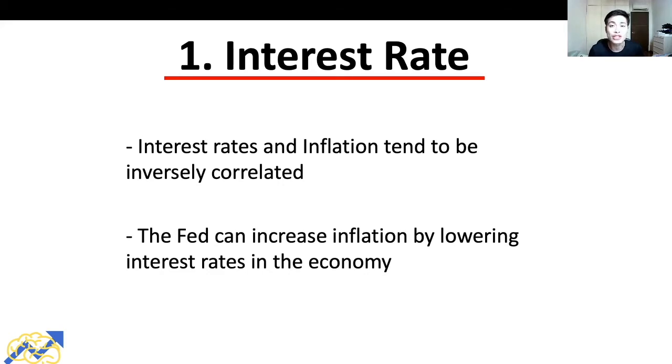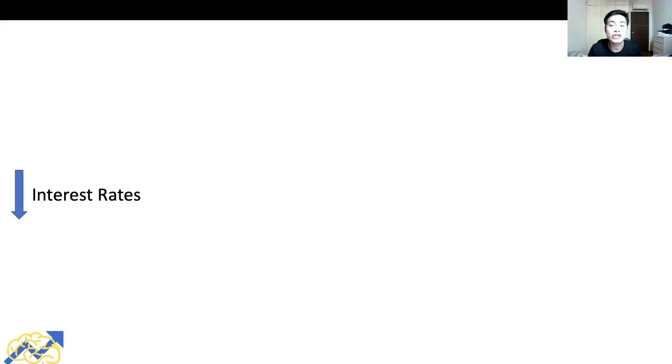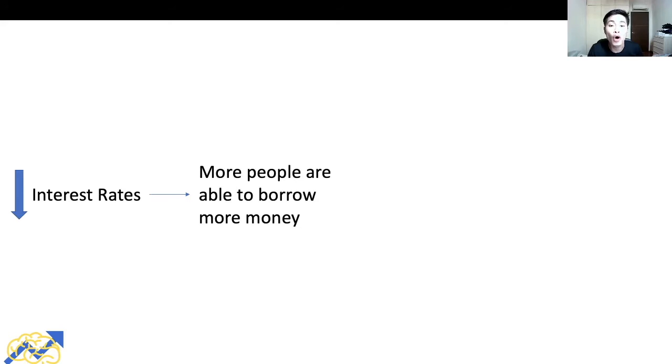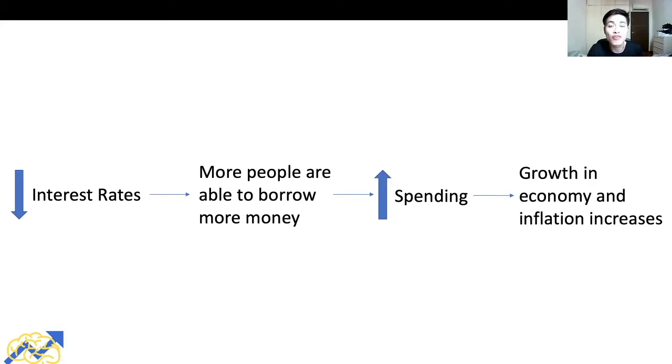Let's take a look at how this works. First, the Fed will decrease interest rates through its monetary policy tools. With lower interest rates, more people are able to borrow more money. And when more people are able to borrow more money, there will be an increase in spending. And when there is an increase in spending in the economy, there will be growth in the economy and an increase in inflation. Taking a look at this diagram, you can see that there is an inverse relationship between interest rates and inflation. So one way that the Fed can increase inflation in the economy is through lowering interest rates.